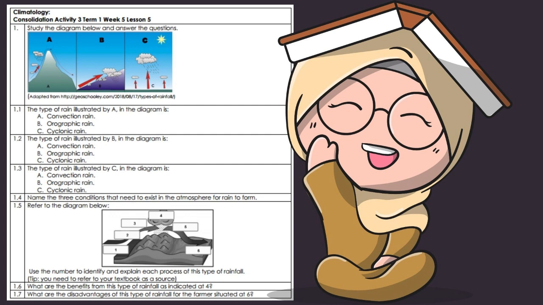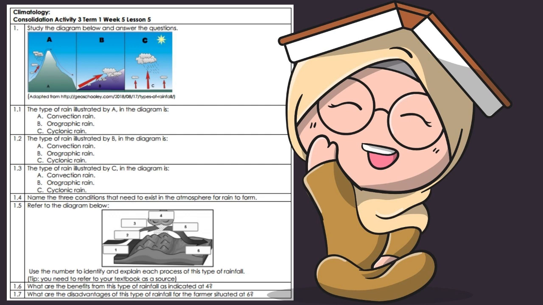A. Convection rain, B. Orographic rain, C. Cyclonic rain. 1.3 The type of rain illustrated by C in the diagram is A. Convection rain, B. Orographic rain, C. Cyclonic rain. 1.4 Name the 3 conditions that need to exist in the atmosphere for rain to form.